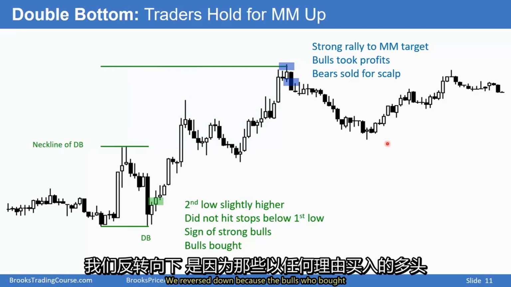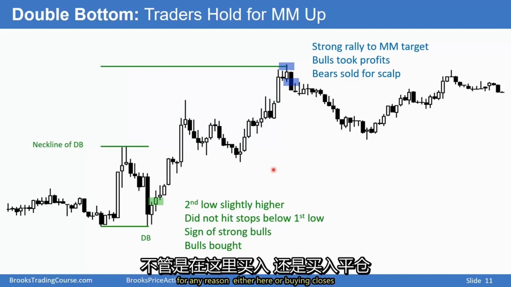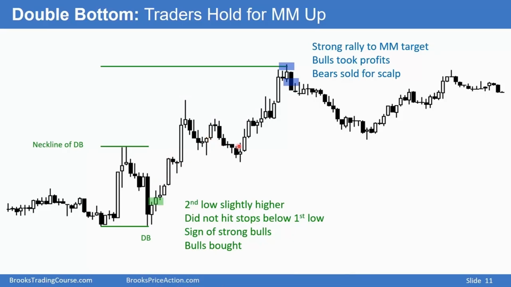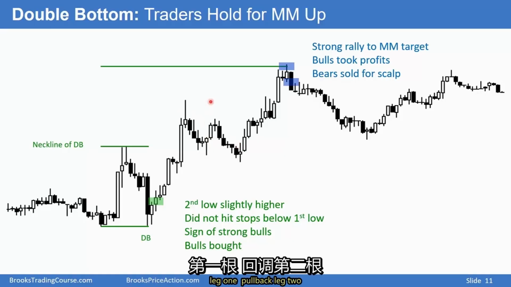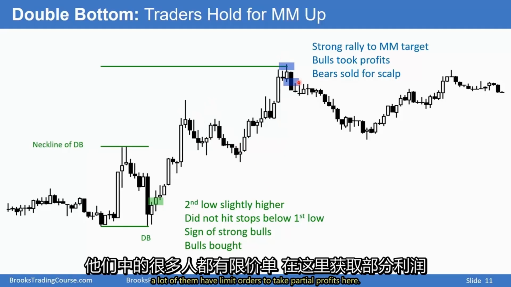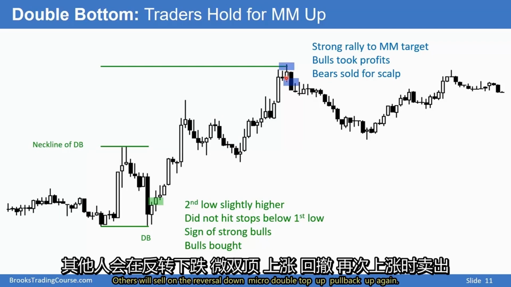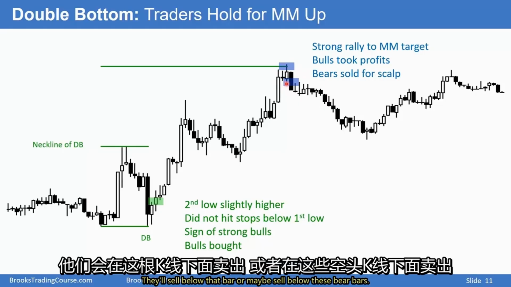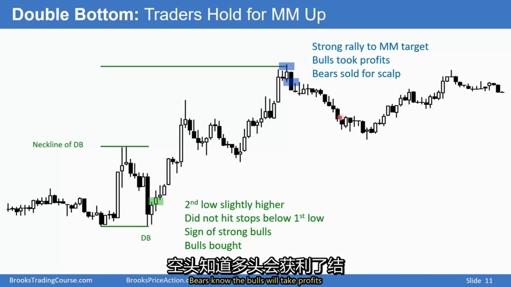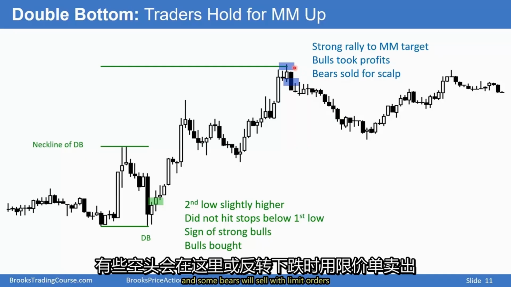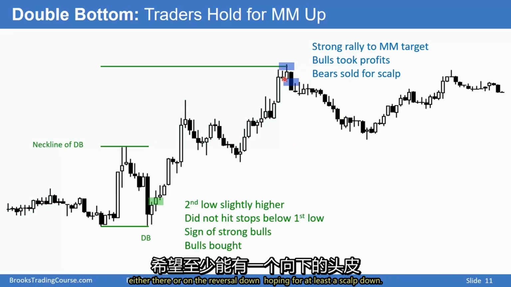We reversed down. We reversed down because the bulls who bought for any reason, either here or buying closes or buying a bull flag here or a high 2 bull flag here, leg 1, pullback, leg 2. A lot of them have limit orders to take partial profits here. Others will sell on the reversal down, micro double top, up, pullback, up again. They'll sell below that bar or maybe sell below these bear bars. Bears know the bulls will take profits, and some bears will sell with limit orders either there or on the reversal down, hoping for at least a scalp down.